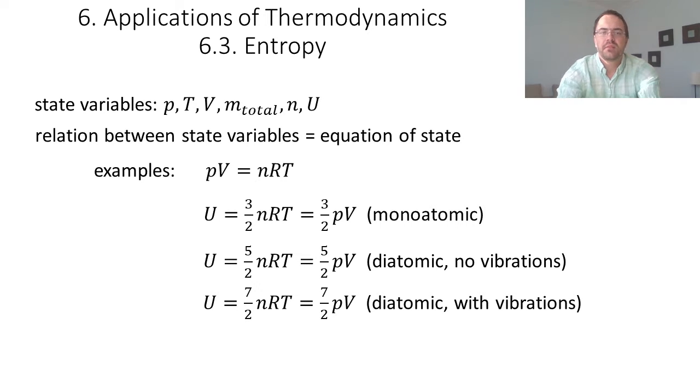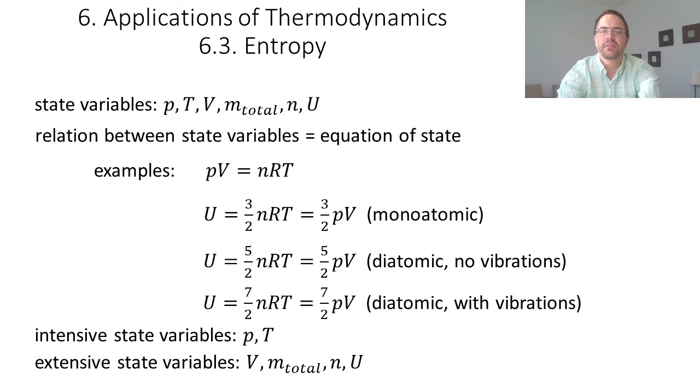Now, these state variables can be separated into two categories. If you double the system, some variables remain the same. Those are called intensive state variables. For example, the temperature or the pressure. And some variables are doubled when you double the system. For example, the volume, the total mass, the number of moles, or the internal energy. And so those are called extensive state variables.